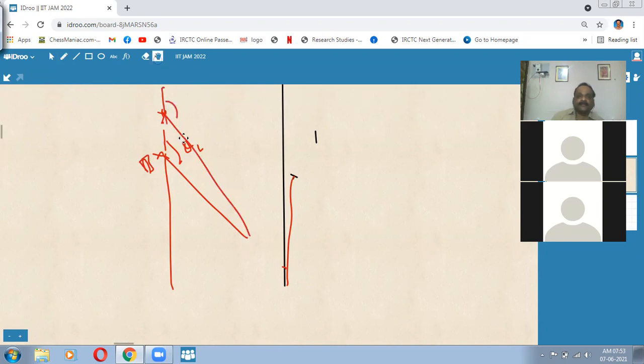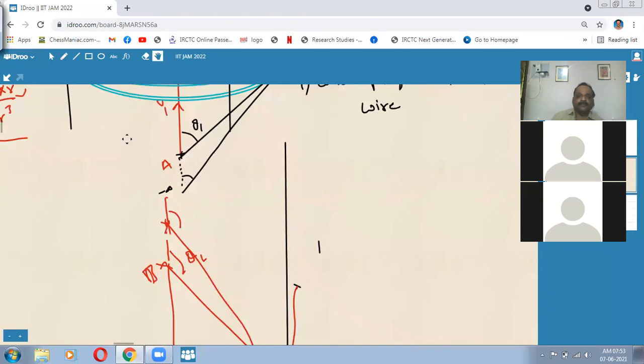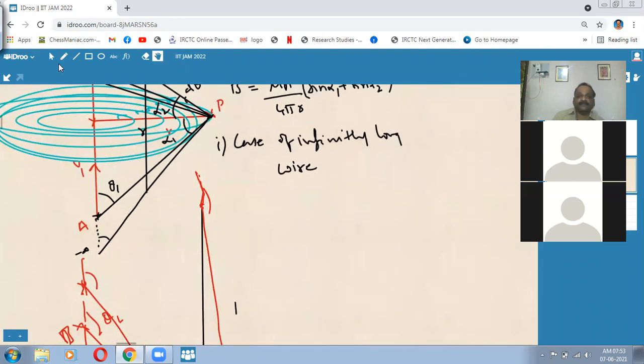When the wire is really infinitely long, when B goes to infinity, what will happen? Theta will keep on increasing. When B really goes to infinity, theta becomes 180 degrees. So for an infinitely long wire, the situation is like this. Write down: for an infinitely long wire, theta 1 equal to 0, theta 2 equal to pi.